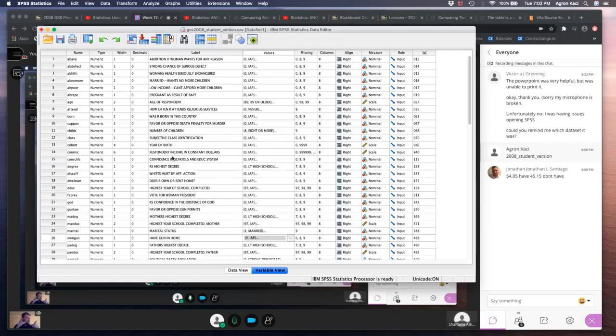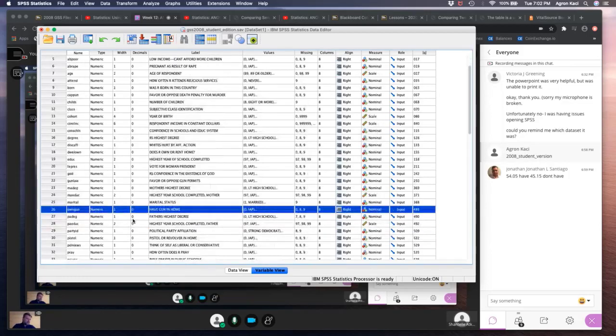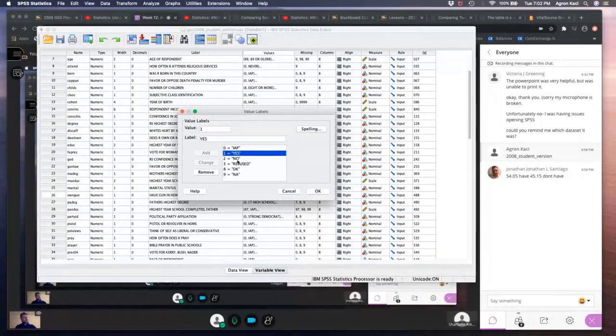Why not? Because in a t-test, there is one categorical variable and one numerical variable. Which one is the categorical variable here? The categorical variable right here is have gun in home, own gun. Where is it? Right here. All right, pay attention, because this is very important. Have gun in home is going to be your independent variable, and it has two groups, yes or no.